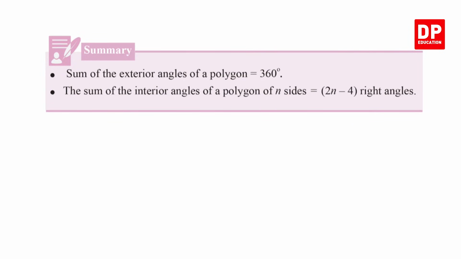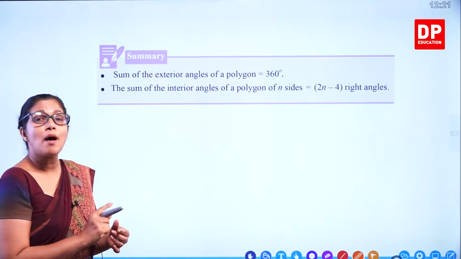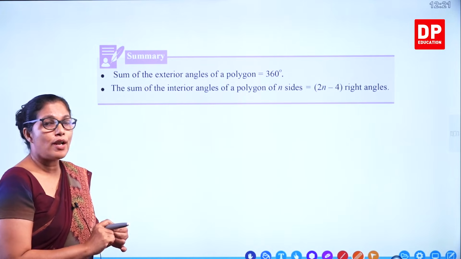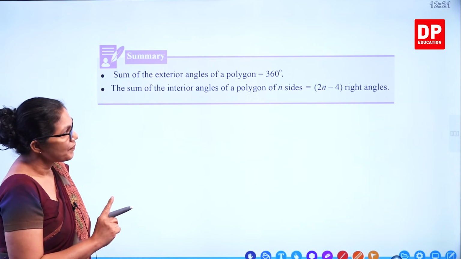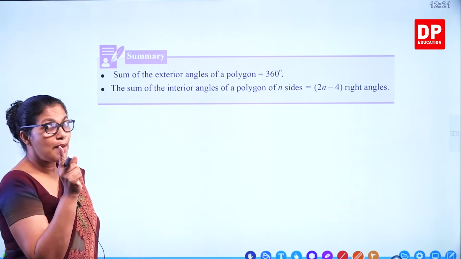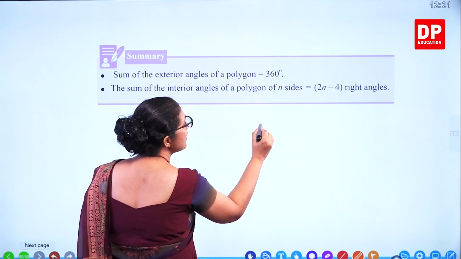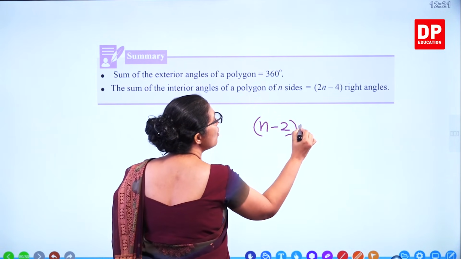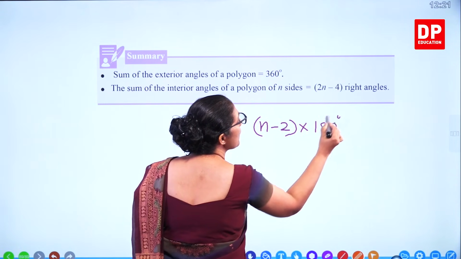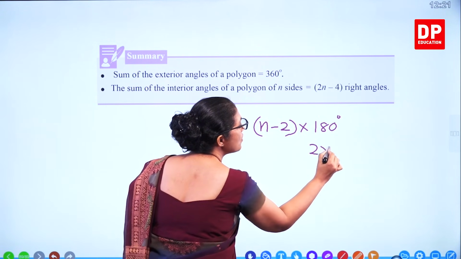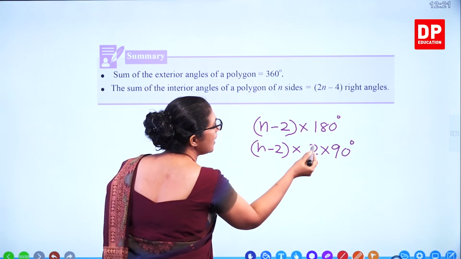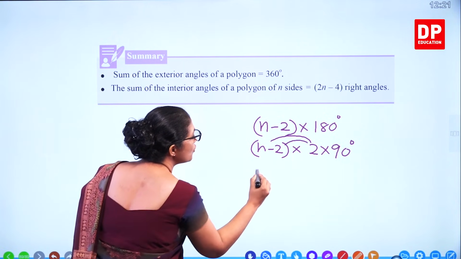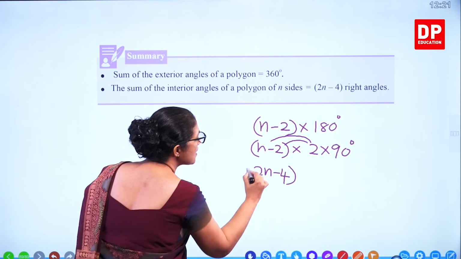So we covered all theory related to angles in a polygon. You need to remember the sum of exterior angles of any polygon is 360. And what's the sum of interior angles of a polygon? This is 2n minus 4 right angles, the same as what we did before. We did n minus 2 into 180. If I take this as 2 into 90, I can multiply this by 2. So you get 2n minus 4 times 90.